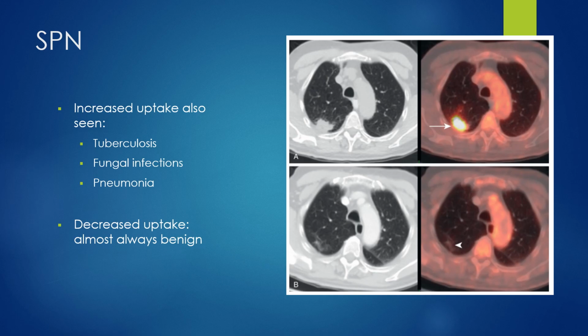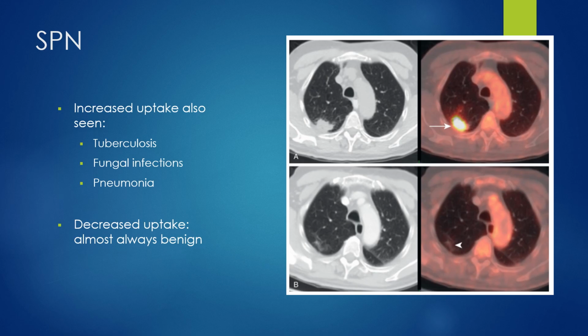So with a pulmonary nodule, increased uptake is also seen with tuberculosis, fungal infections, or pneumonia. So it's important to take a good family history, and sometimes they will follow it up. They'll test the patient for other things, or they'll follow it up to see if it's resolving. And if it's not, then they'll order the PET scan. Decreased uptake is almost always benign, but increased uptake is where you need that biopsy to see exactly what it is. And even if it is cancer, they still need to biopsy it to see what kind.